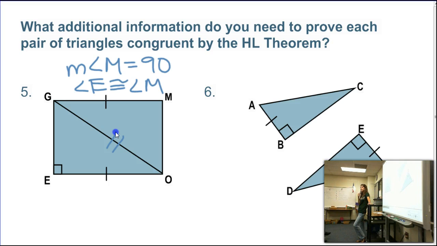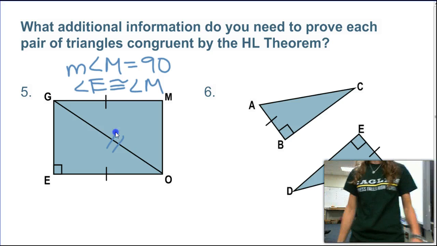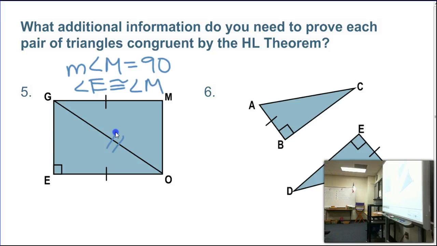Okay, I've had enough. I'll let you think about it. Let's go to number 6. I'm going to tell you, but I want to see if someone can get it. Number 6. What additional information do you need to prove it congruent by HL?